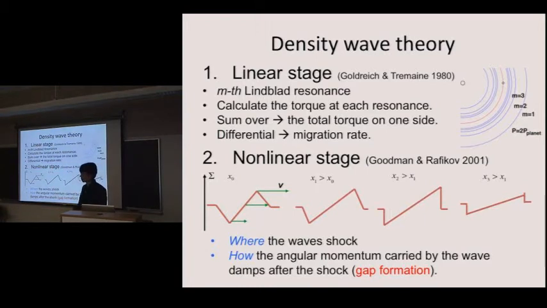And after the shock happens, the wave is going to dampen, and the angular momentum carried by the wave is going to be dumped into the disk to drive the disk evolution, such as gap formation. So in the nonlinear state, the theory was worked out by Jeremy Goodman and Roman Rafikov. The two key questions we try to answer are where the shock happens in the wave and how the angular momentum gets dumped after the shock formation.